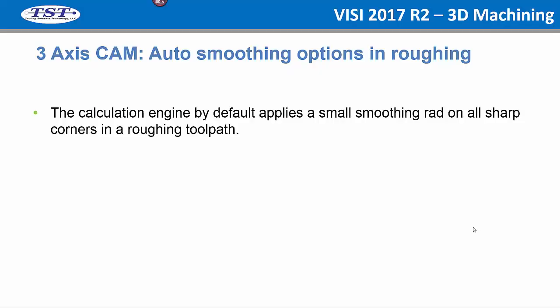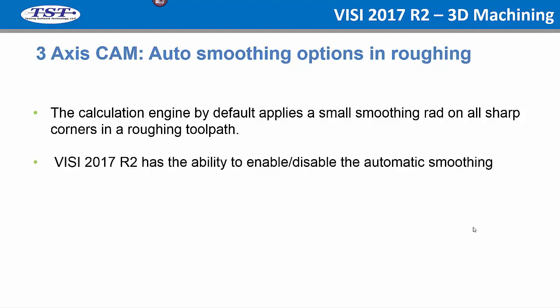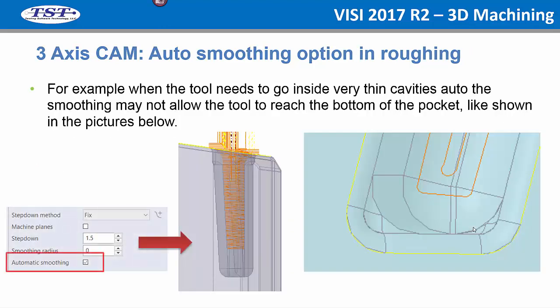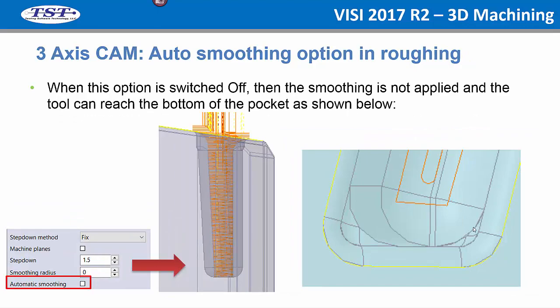So the auto smoothing options in roughing, the calculation engine by default applies a small smoothing radius on all sharp corners. R2 has the ability to enable and disable the automatic smoothing, preventing unwanted results. Useful with smaller geometry where the tool and cavity are the same size. And some more automatic smoothing.